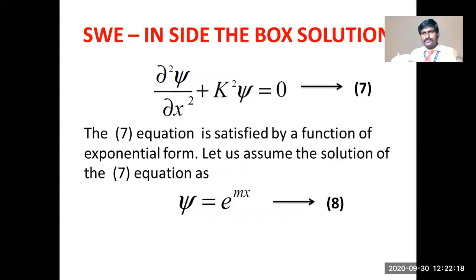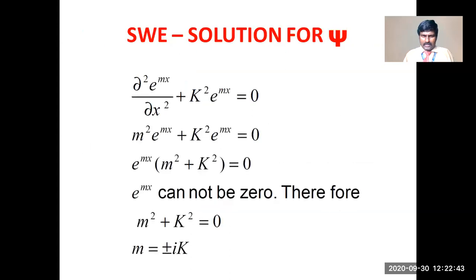Since it has a standard equation form, the solution for psi is e power mx. Now psi is equal to, let us assume the solution for the wave function is e power mx. Now if you substitute this e power mx into equation 7, what will happen? Substituting e power mx in equation 7: d square e power mx by dx square plus k square into e power mx equal to 0.